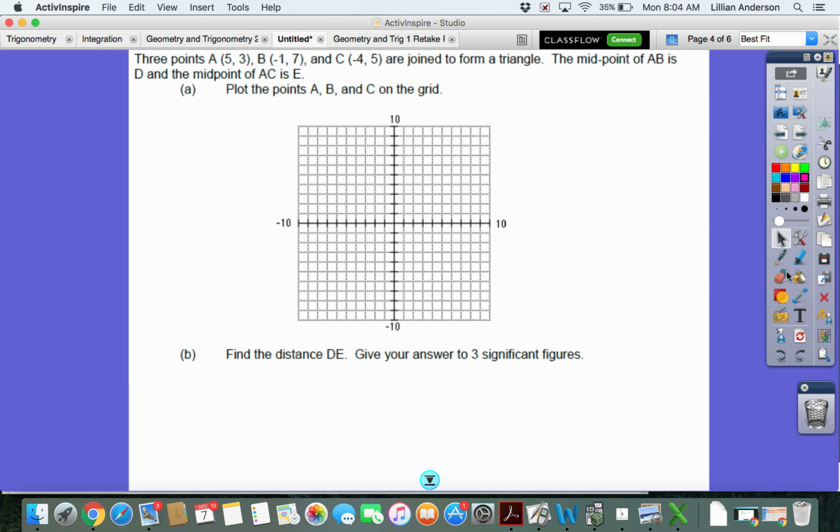So here's the next one. We have some points A, B, and C. They join to form a triangle, and the midpoint of AB is D, and the midpoint of AC is E. So we have A at 5, 3, then B at -1, 7, and then we have C.